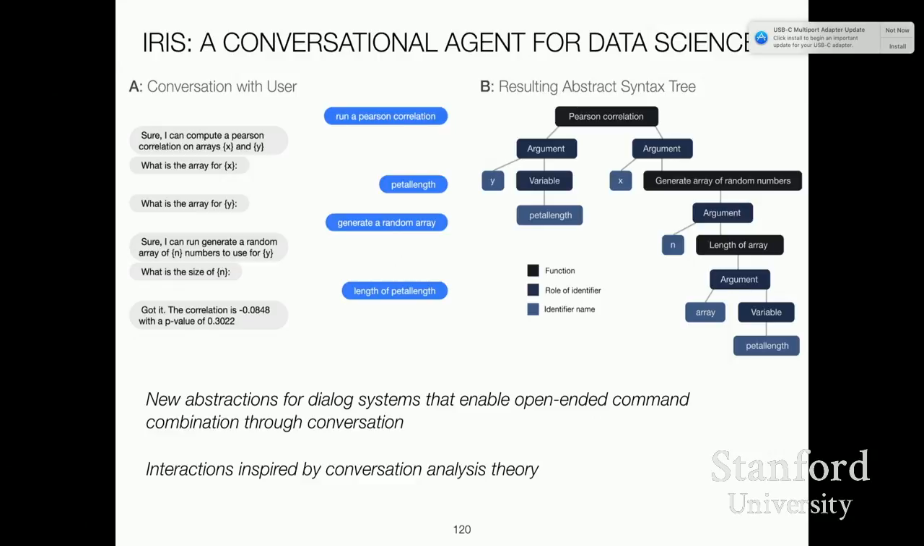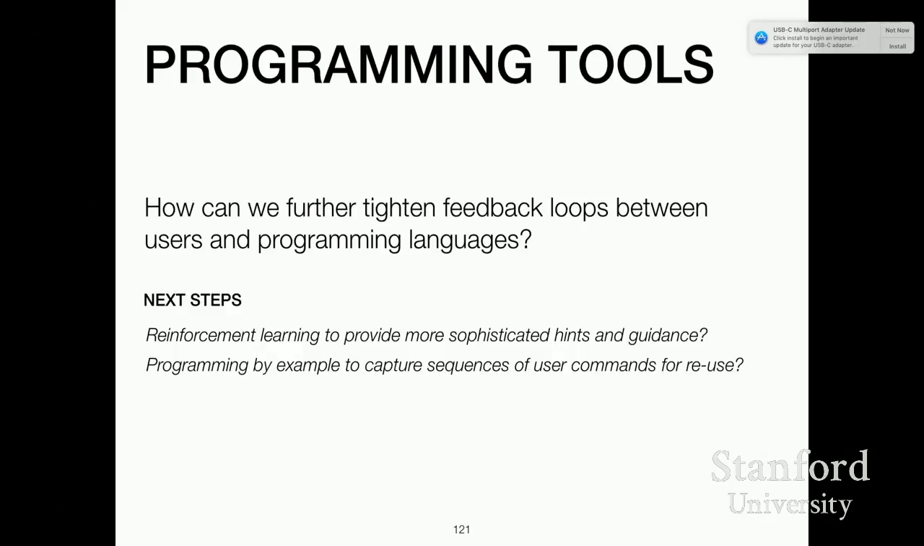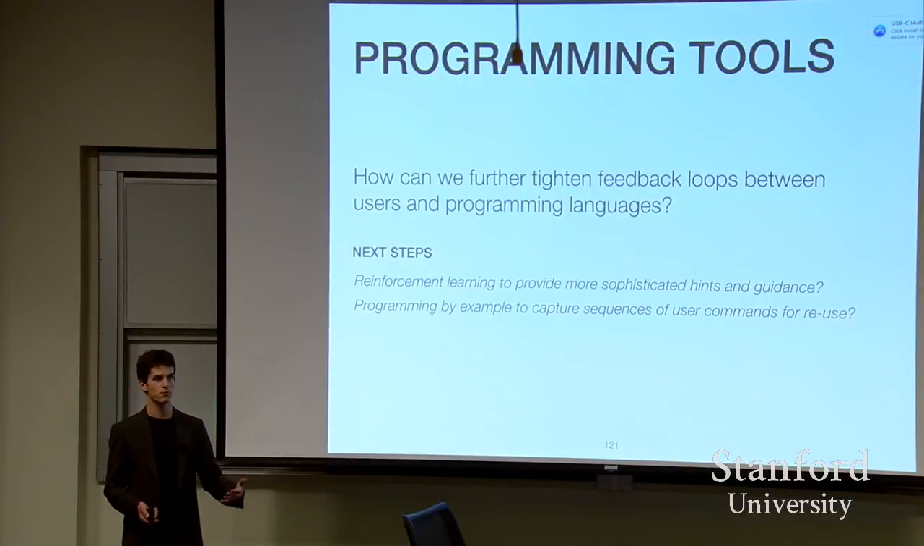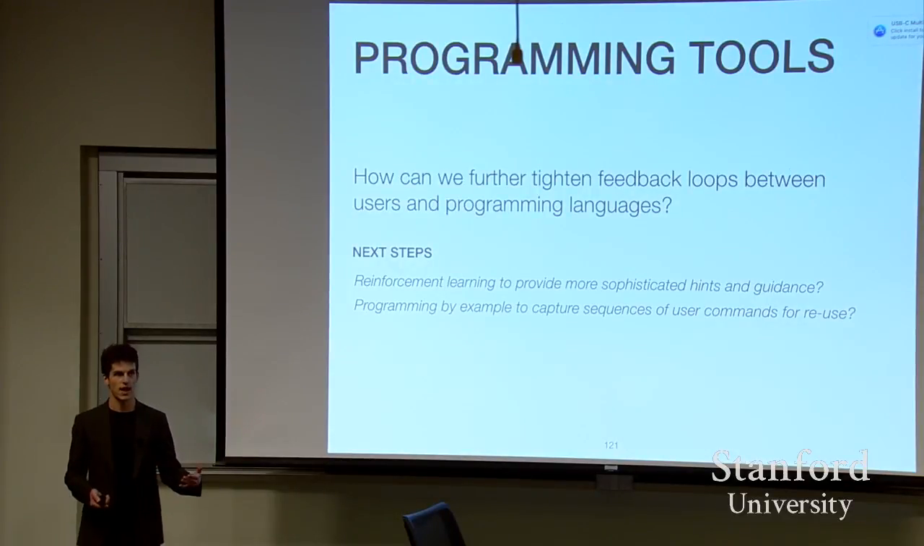And then connecting that with a programming model, right? These programming models enable so much of the complex analysis that we want to do today. Making these things work together enables open-ended command combinations that effectively allow users to build up ASTs over time as a representation of the conversation state. So here I think there's quite a lot more work to do on this broader idea of tightening feedback loops between users and programming languages. For example, once more users and data are flowing through Iris, can we leverage something like reinforcement learning to give much more sophisticated guidance as people are working through these tasks?